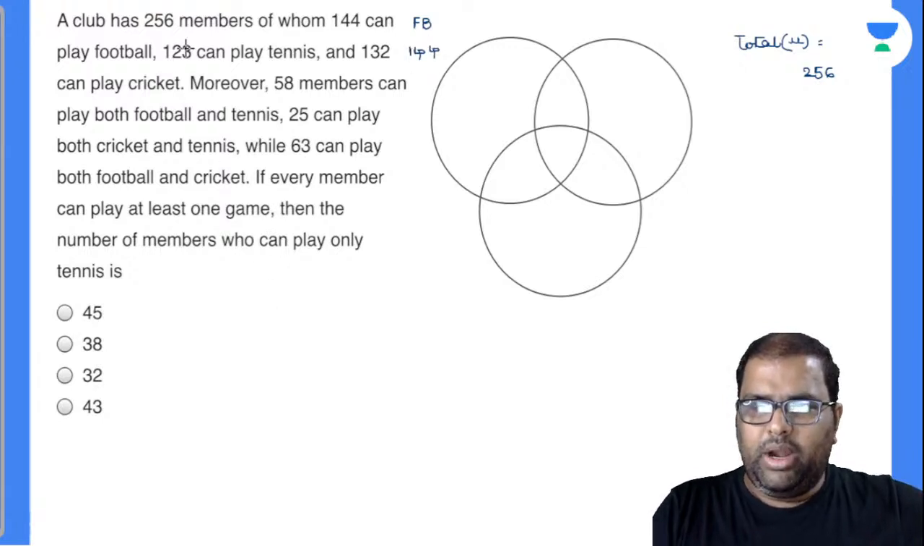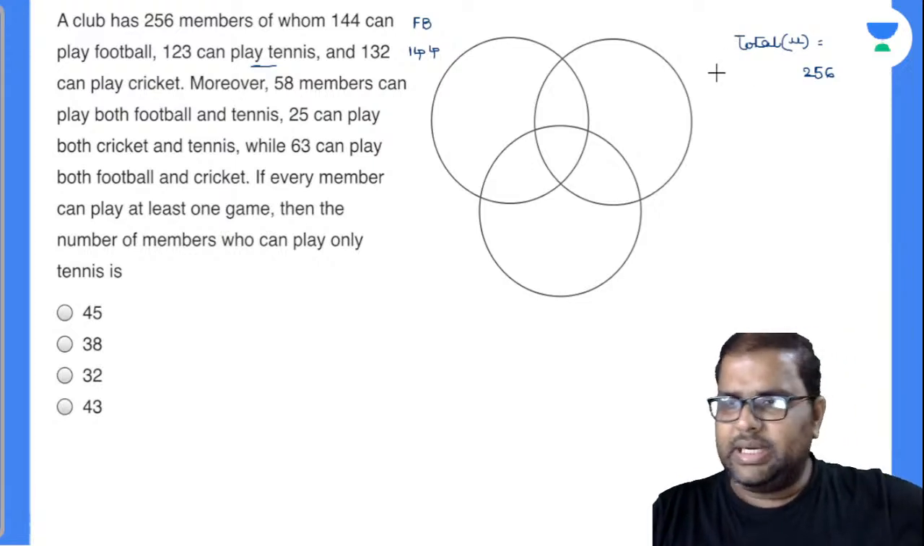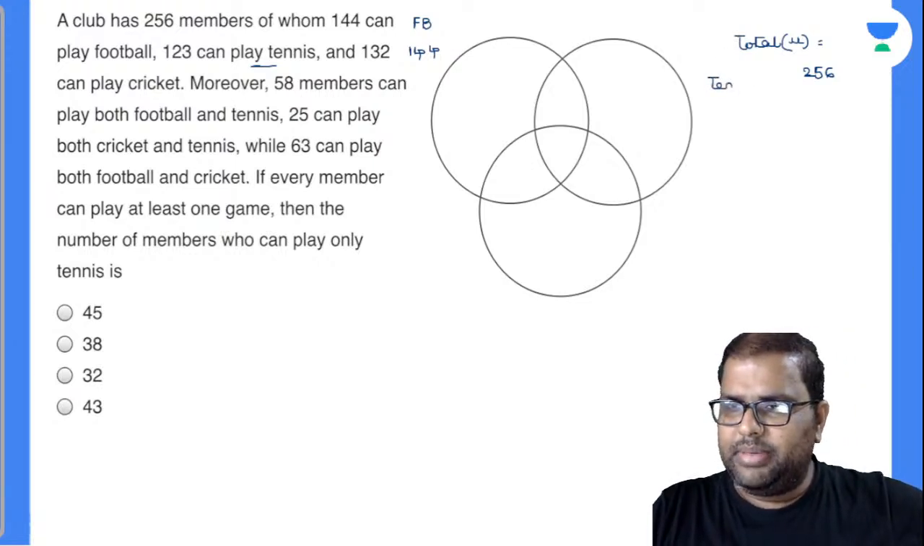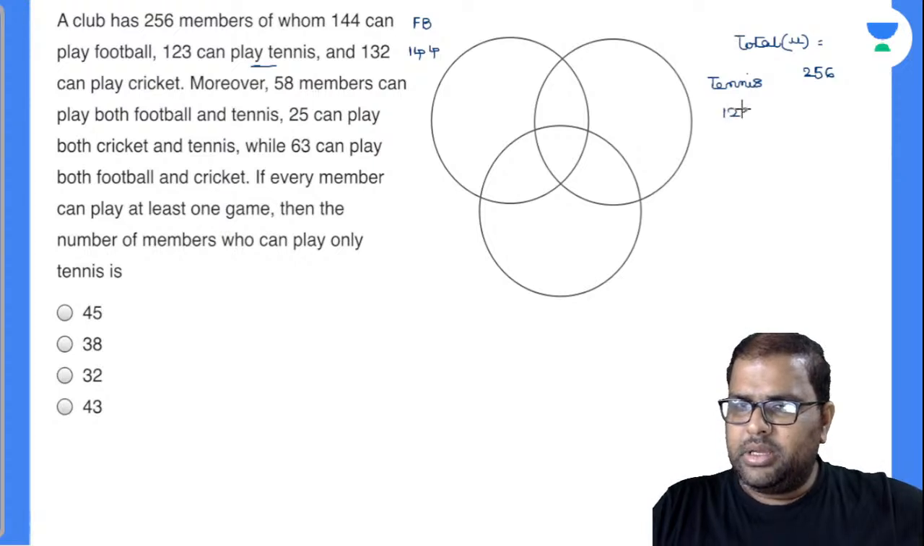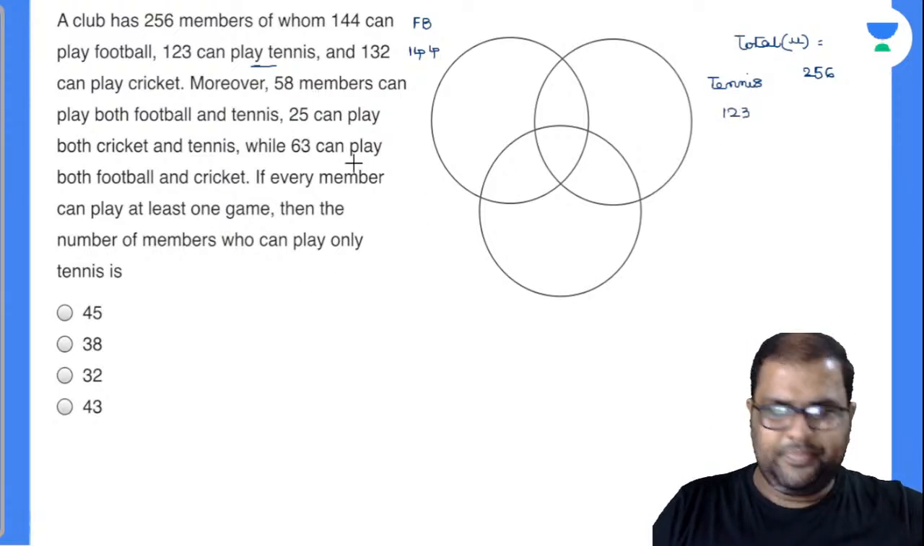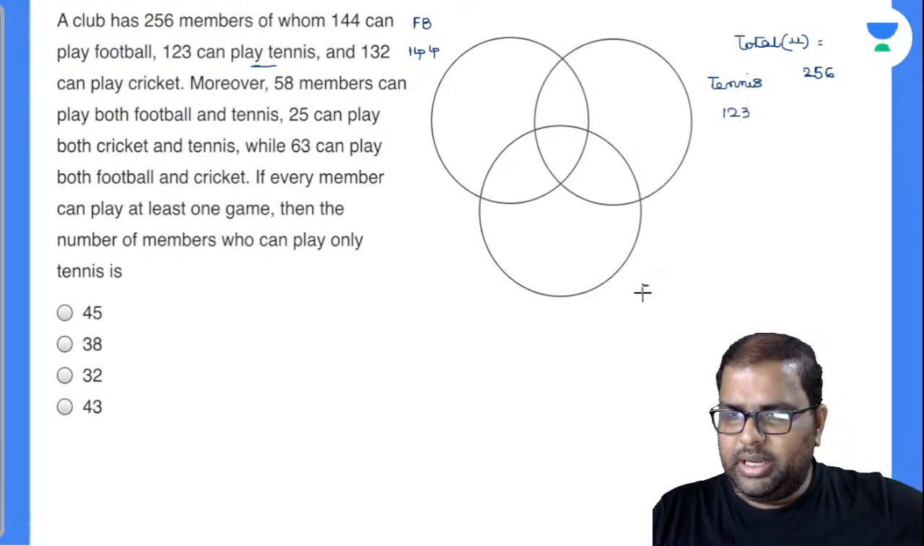123 can play tennis. Is it given only tennis? No, tennis, right? So I'll write down here: the tennis complete circle value is 123. And 132 play cricket.